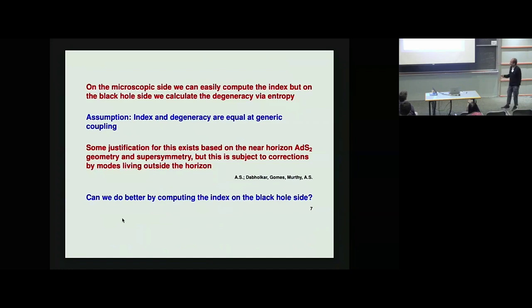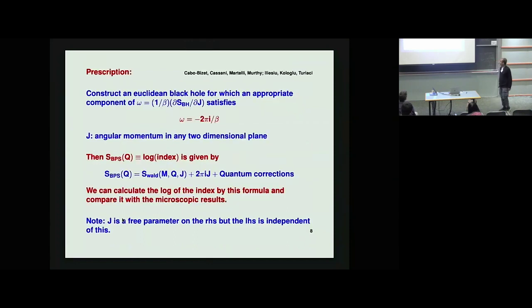This is what Samir explained in the morning. What I'm going to do in the next slide is just give the algorithm for computing the index from the black hole side without giving the derivation. So here is what one calculates. This is a prescription; for this talk, you just take this as a prescription for computing the index from black holes.